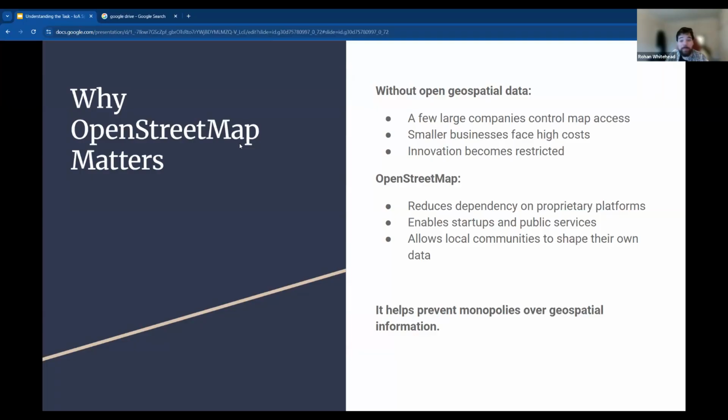So as I say, OpenStreetMaps really reduces dependencies on proprietary platforms such as Google Maps, and it enables startups to exist and scale at a low cost. The main takeaway you need to take away from this slide is it prevents monopolies and it enables everyone to innovate using open data.